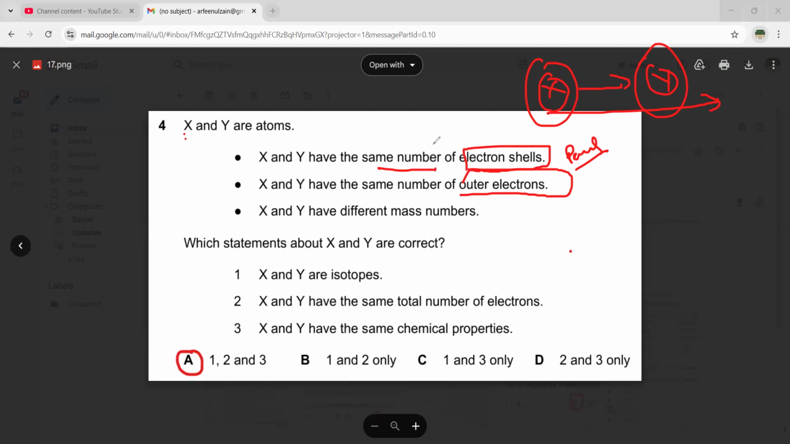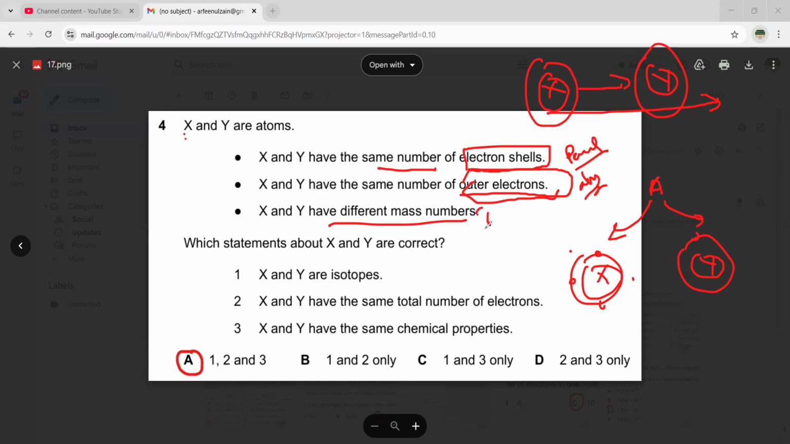Because isotopes have the same number of electron shells and the same number of electrons in the outer shell, but they will have different masses. And they will have the same chemical properties. So X and Y might be isotopes of the same element. Let's say element A is there, element A might have two isotopes, it might be X or it might be Y. So if they are isotopes, they will have the same number of shells and the same number of electrons in the last shell. So this gives an idea that they are the same atoms as well, and they have different masses. So it gives an idea they are isotopes.